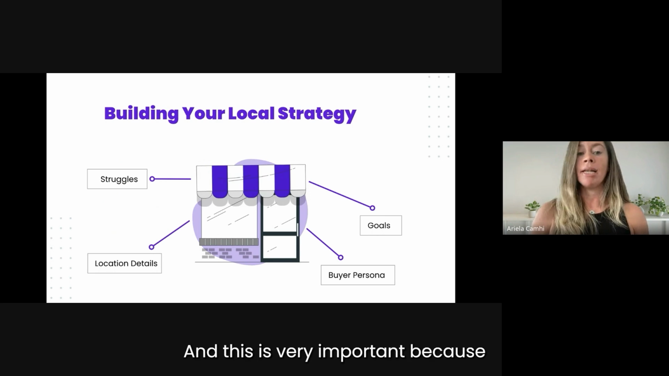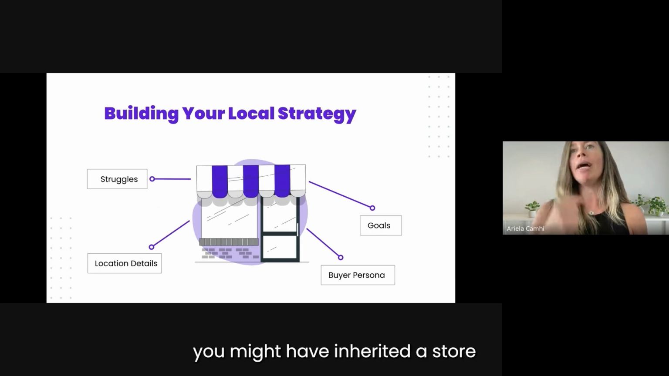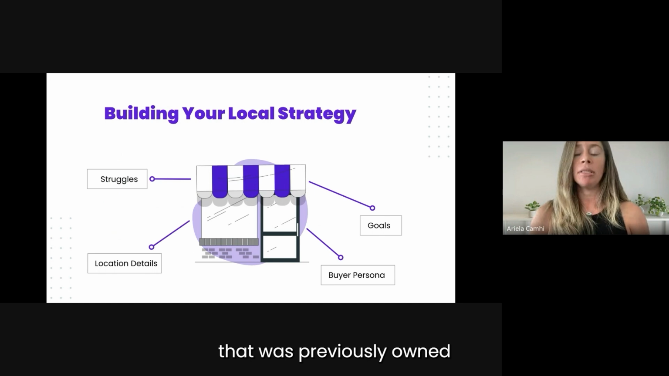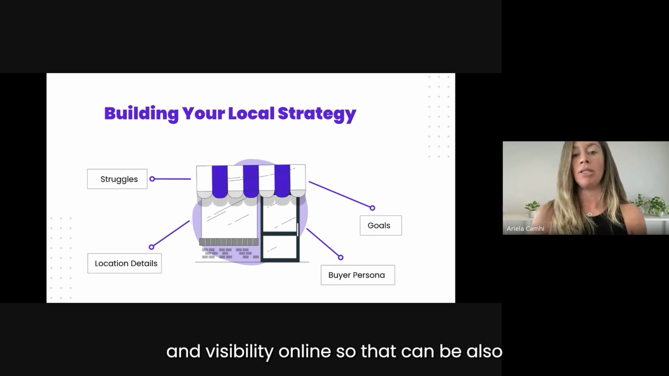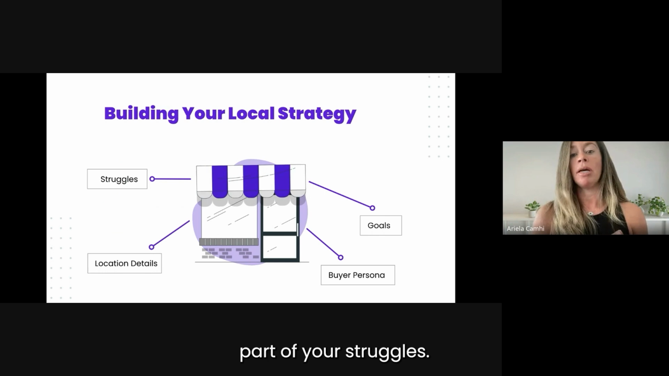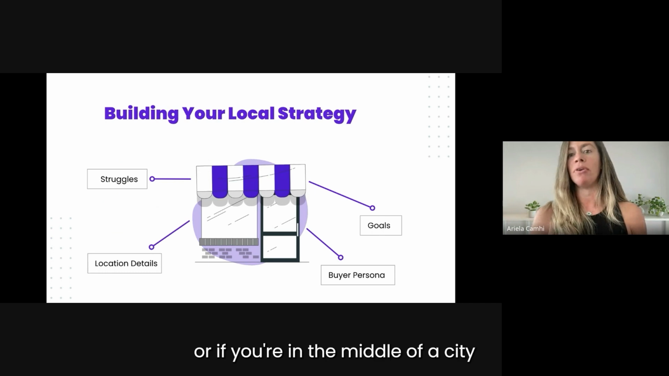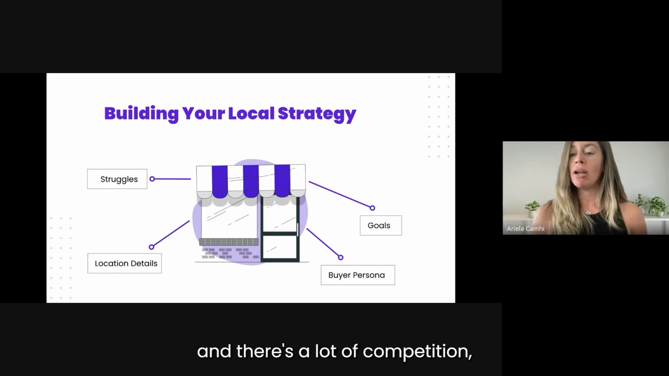Then the struggles, and this is very important because you might have inherited a store that was previously owned by an owner that didn't care about his customers or his online reputation, or maybe you're at a location where it's hidden in a mall and you need to create awareness and visibility online. So that could be also part of your struggles. The location details. So if you're in a suburb where there's not a lot going on, or if you're in the middle of a city and there's a lot of competition, all of these things matter and need to be identified by you so that you have your strategy.